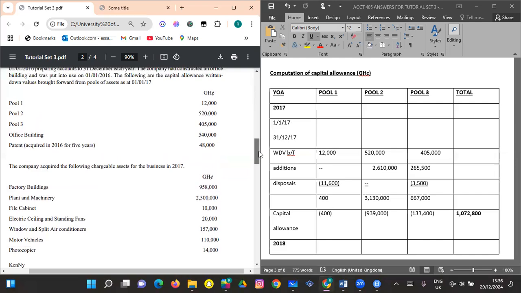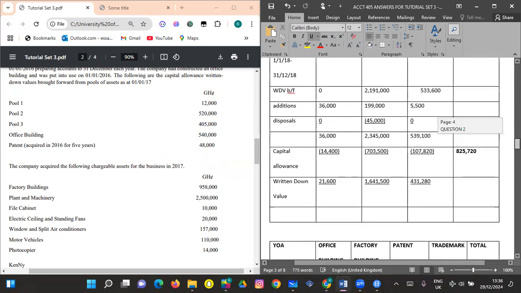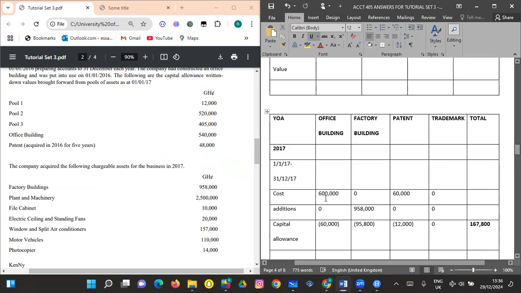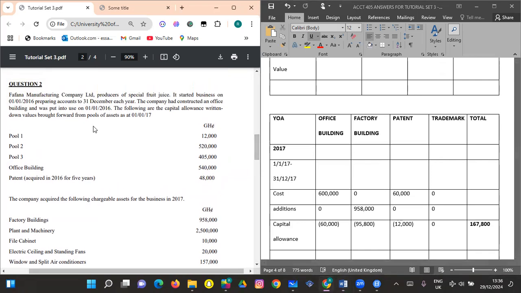All right, so let's look at the written down brought forward for building. Building here is 540,000, right? But the cost is 600,000. The reason is that the building was constructed in 2016, so capital allowance has already been deducted in the first year. Remember, buildings' capital allowance is calculated on cost. So if we want to get its capital allowance, we have to bring the cost, not the written down value.